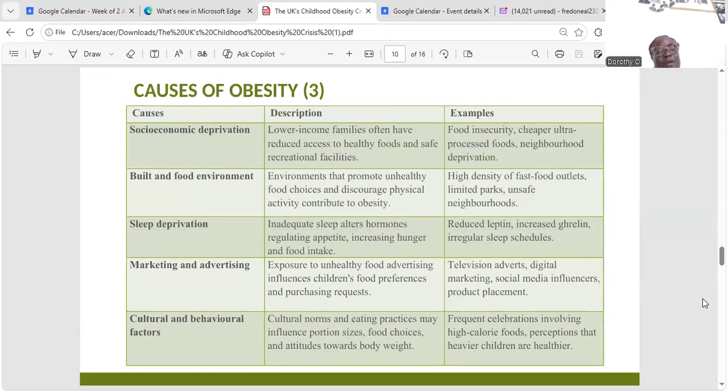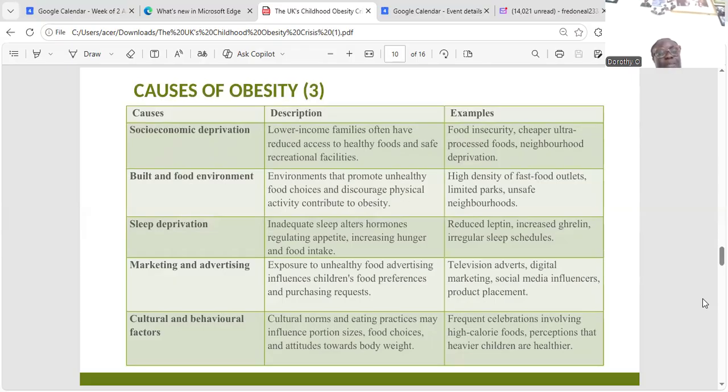We also have marketing and advertising. It can also cause obesity by exposure to unhealthy food advertising, which influences children's food preferences and purchasing requests. Examples are television adverts, digital marketing, social media influencers, and product placements.